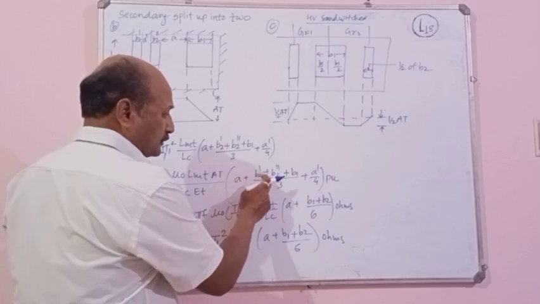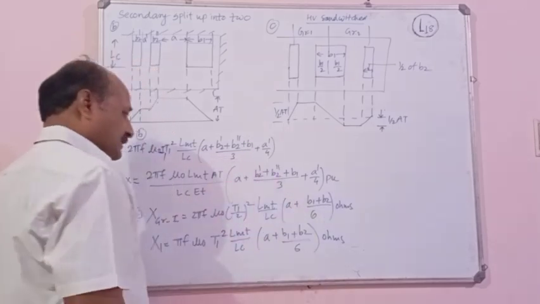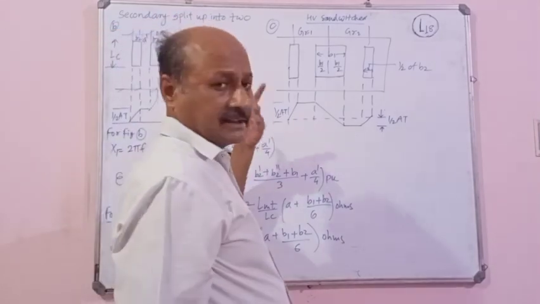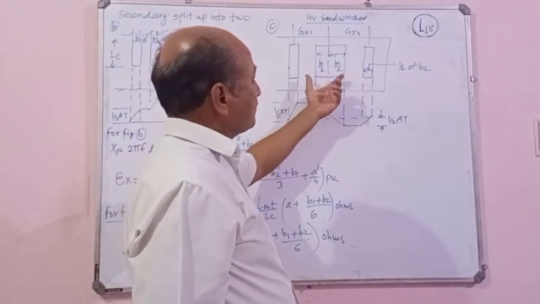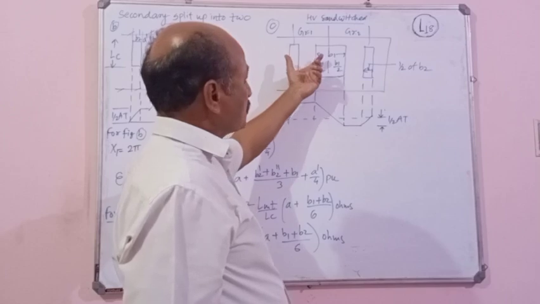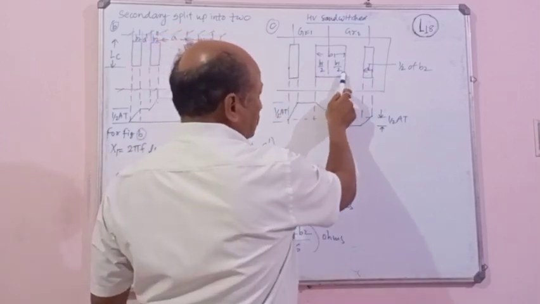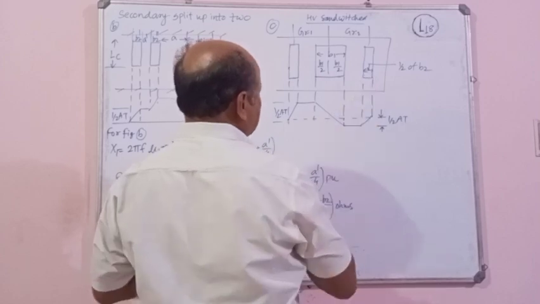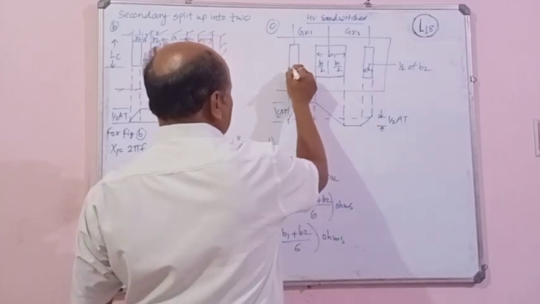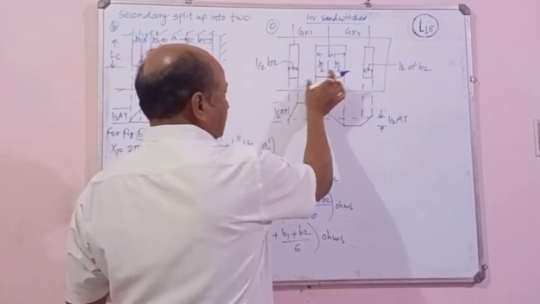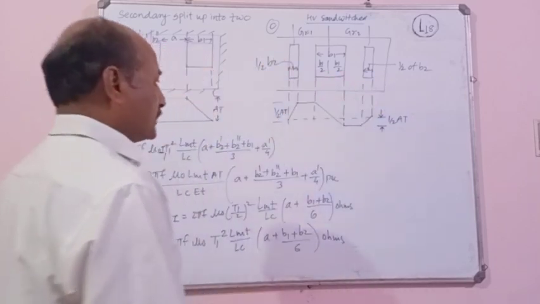So (A + B2)/6, this bracket as it is, gives the value in per unit. In figure C, that is the third type, the sandwich type, this one is group 1 and this one is group 2. V1 is divided into V1 by 2 and V1 by 2, and this one is half of V2 and this is the half of V2. So what does it mean? V1 is sandwiched between V2 and V2.